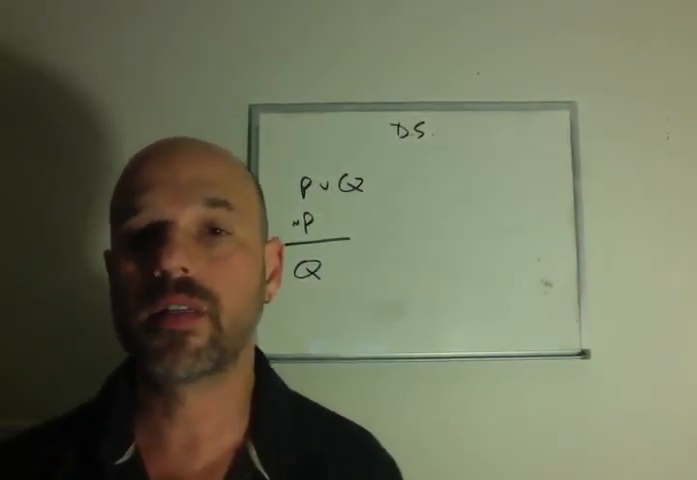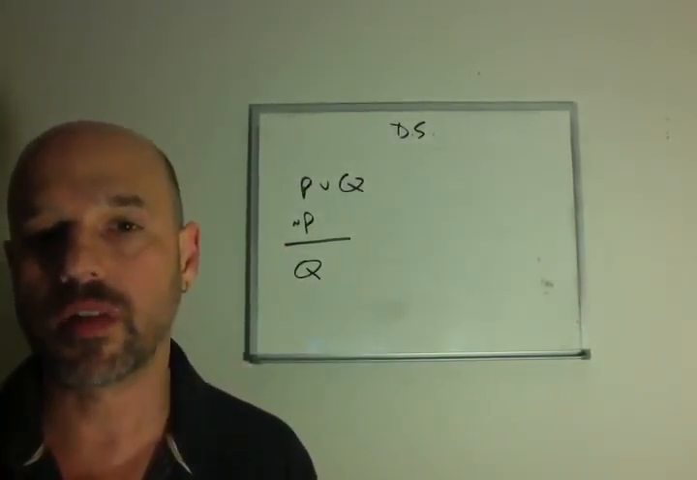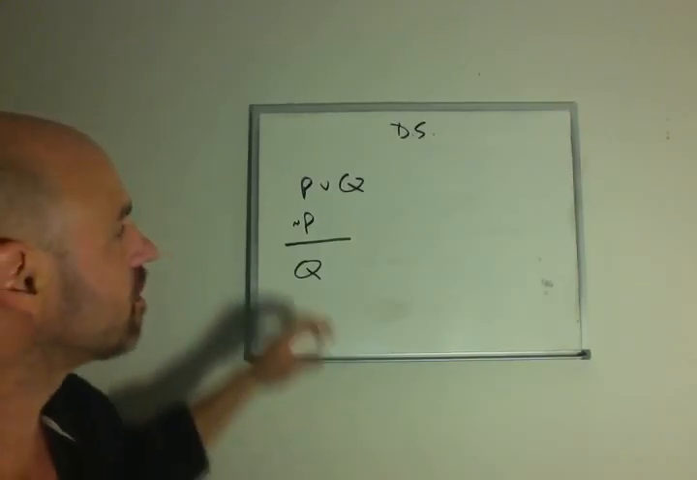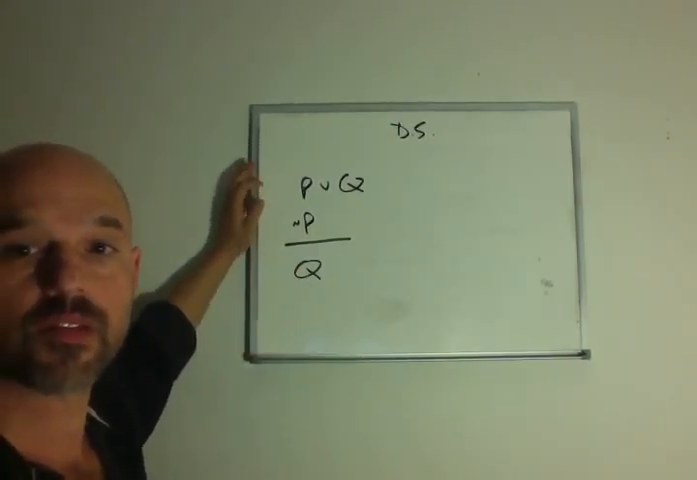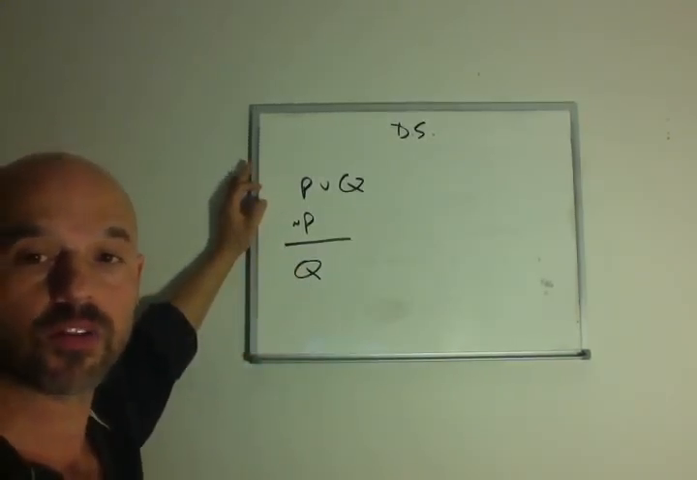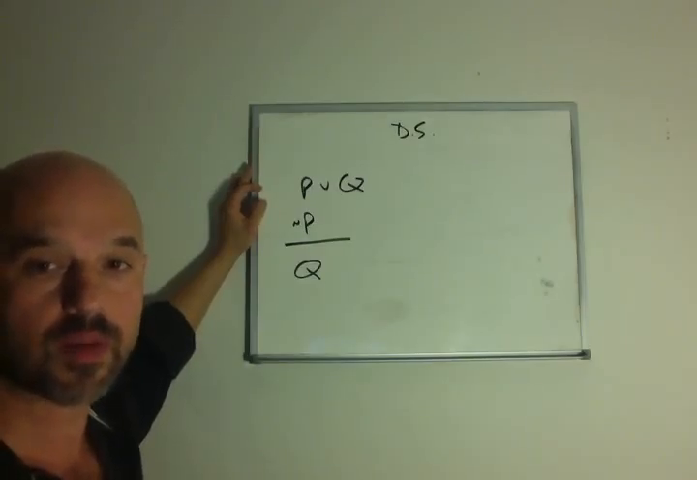Our fourth valid deductive pattern is called the disjunctive syllogism. Okay, you might notice this one starts off a little differently. It doesn't start off with an if-then statement. It starts off with a disjunction, or an or statement.